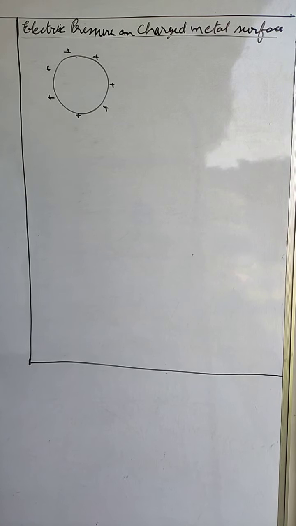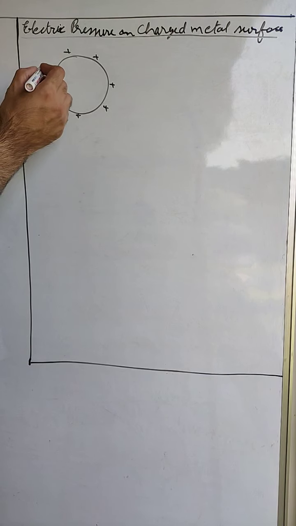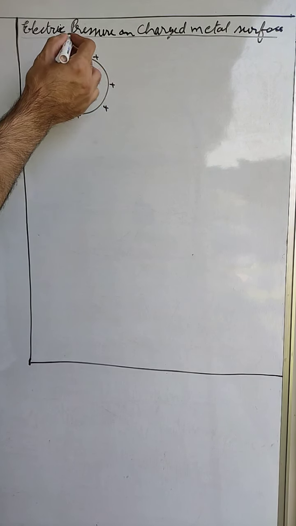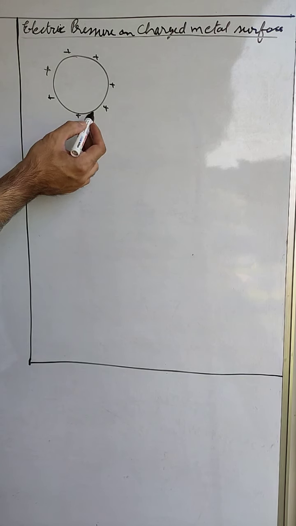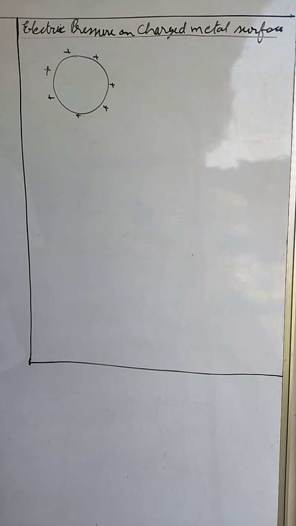So in this video we will study the electric pressure on a charged metal surface. We have already studied that inside a metal body, if a charge is given, it automatically distributes itself on the surface of the body. When the body is of regular shape like a circle or a sphere, the charge distribution is uniform.